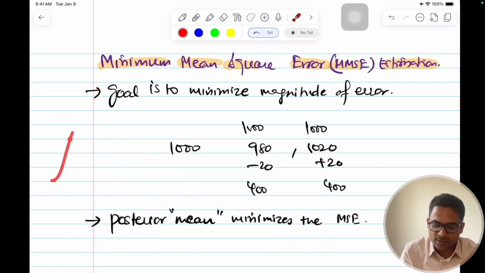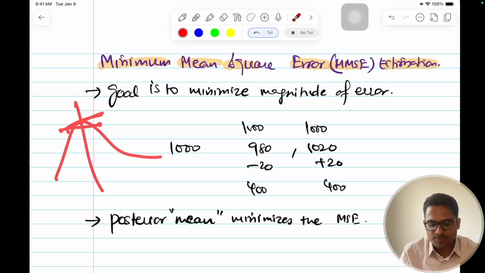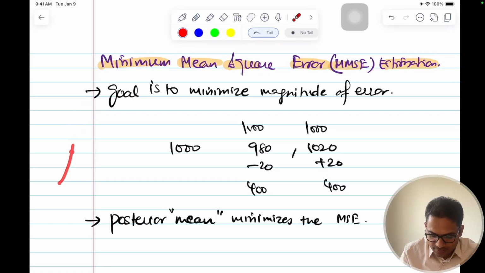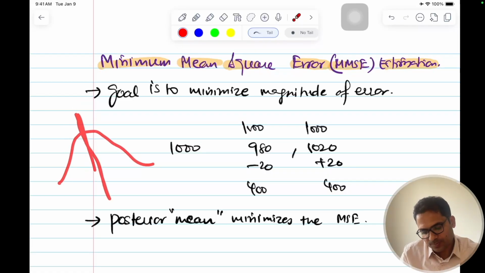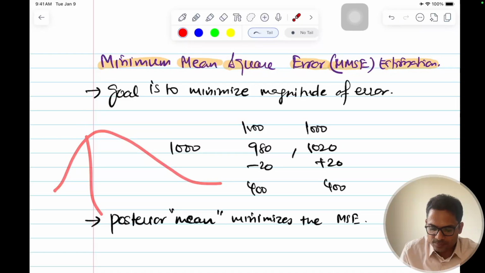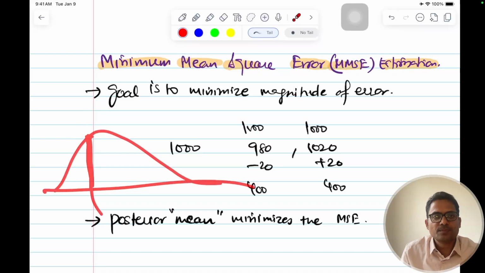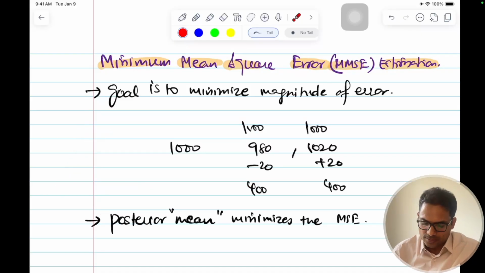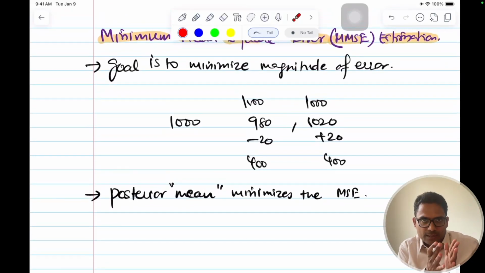Earlier, what did we do for MAP? We found the peak of that distribution. But here we want to find the mean of that distribution. Even for MAP, if it's a skewed distribution, we find the peak. But here the mean will be somewhere here, with most of the values on this side. So that's what we want to find, so that our net error, the distance from the mean, is minimized.